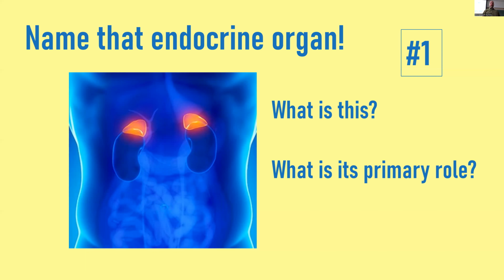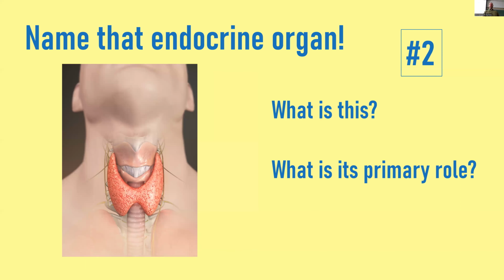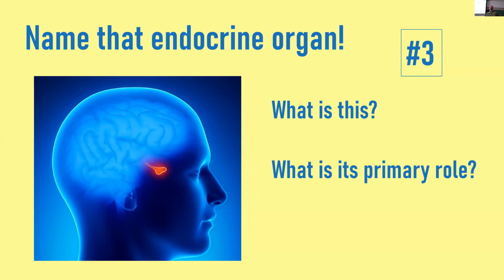2, what is this guy? Thyroid. What does it do? Generally regulates your body's metabolism, metabolic rate. What's this guy? Now there are 2 parts of the pituitary. What are they called? Anterior and posterior pituitary. Which one of those is a true endocrine gland? Anterior, good. And what's its primary role?